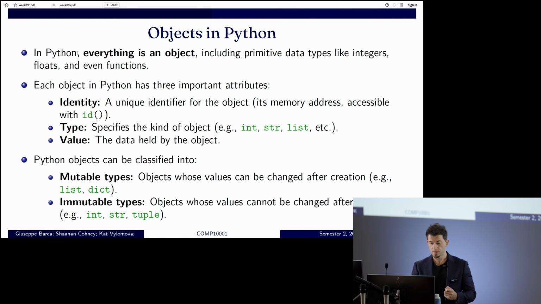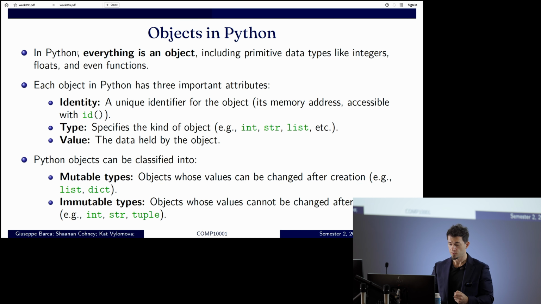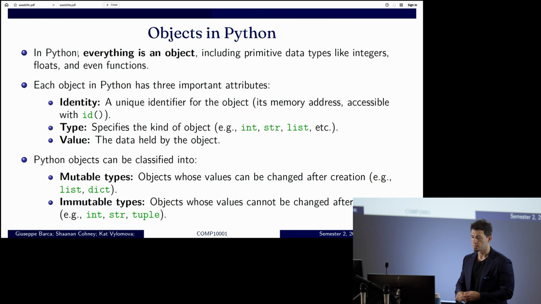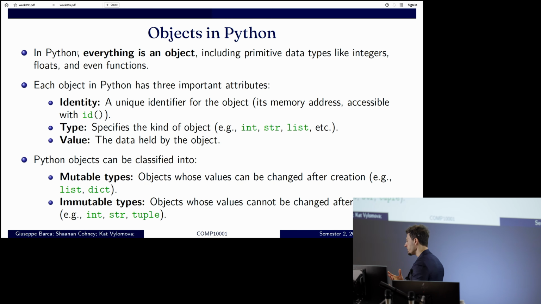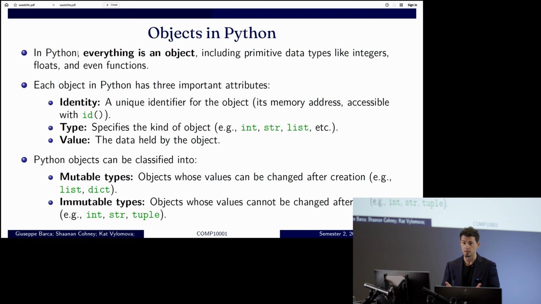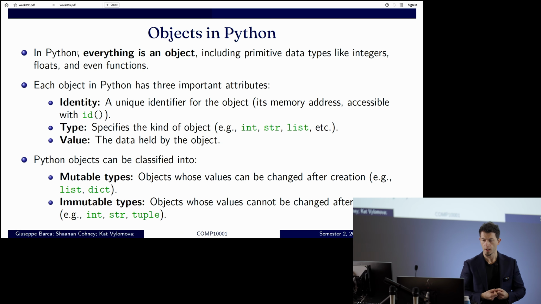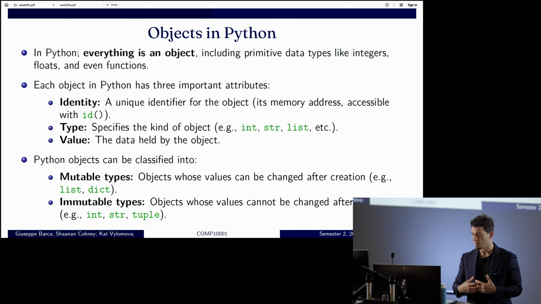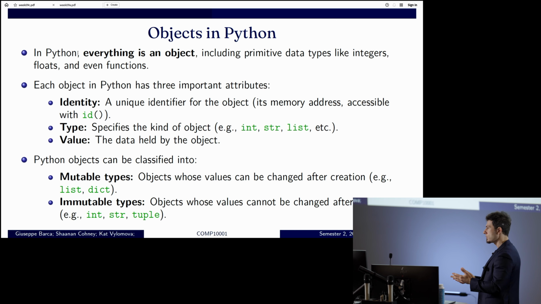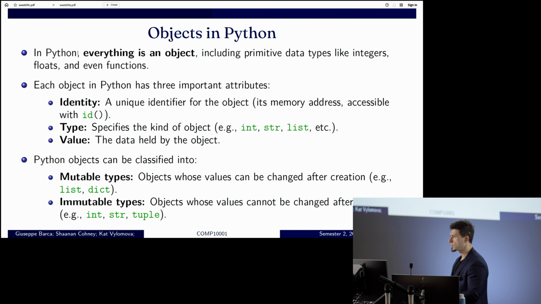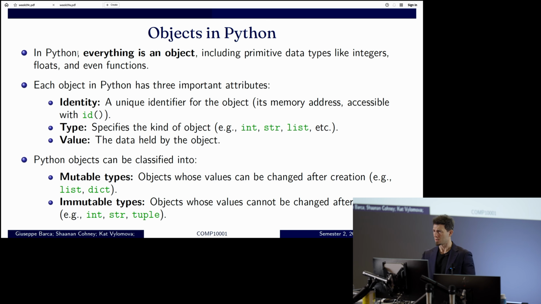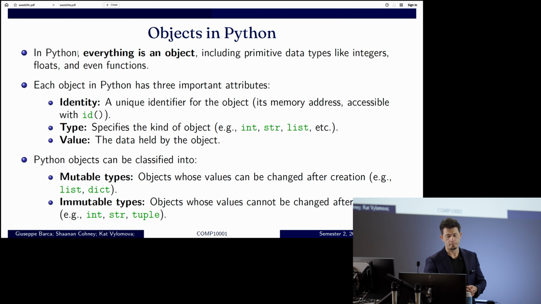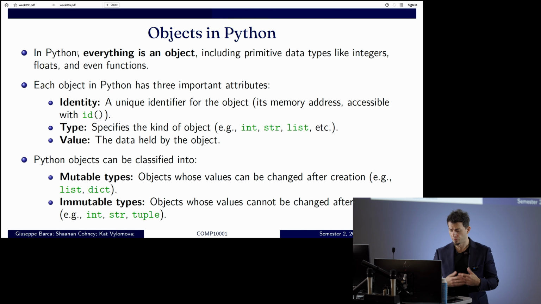So what's interesting about Python is that everything is an object. Even primitive data types, where by primitive I mean very simple data types such as integers and strings, are objects. And objects are categorized based on their type. By type here, we really mean their own class, right? Their identity and their value.